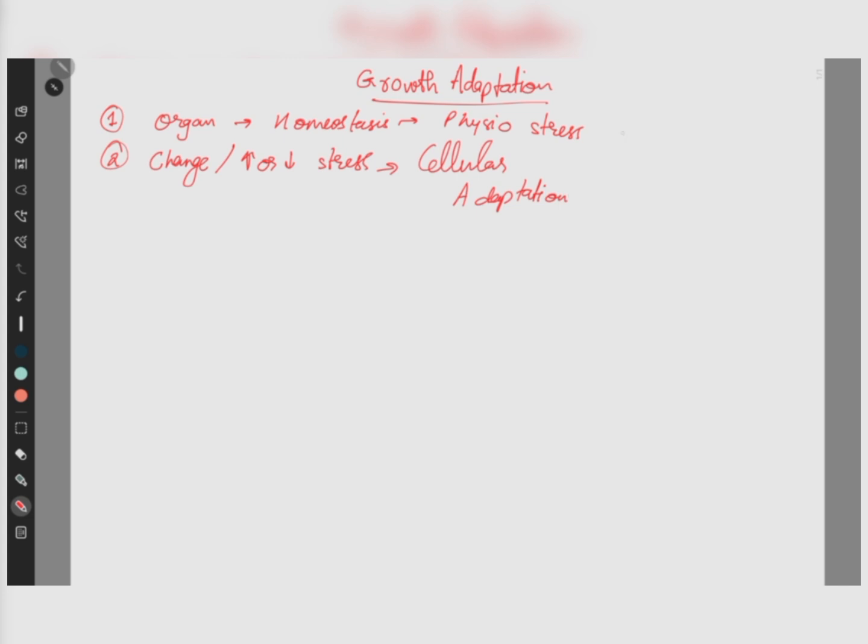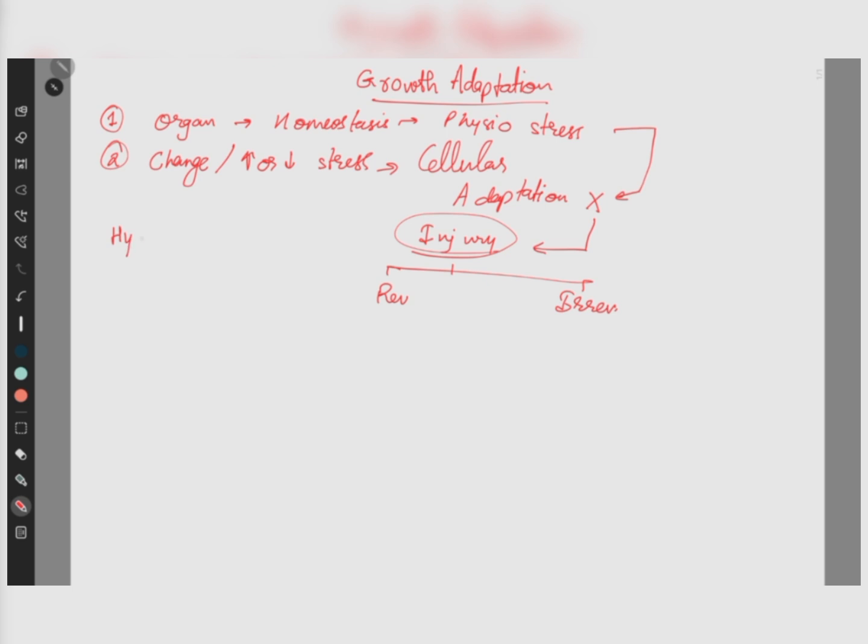So the point here to remember is that when the stress exceeds the cell's capability to adapt, this results in injury. Now injury can be further divided into two types. First is reversible, second one is irreversible. We will talk about injury later on. Let's see what are the various forms of adaptations for now.